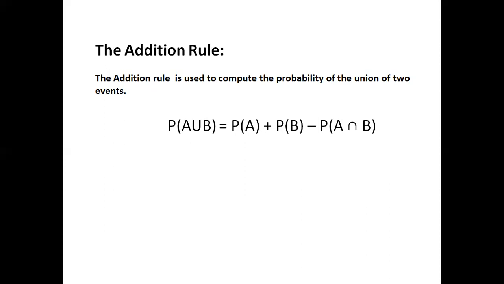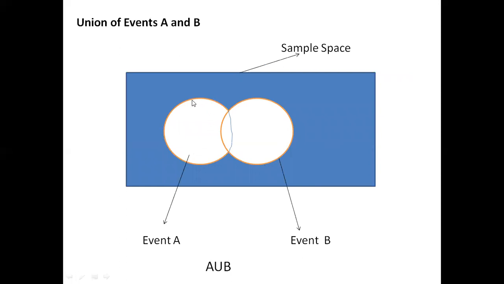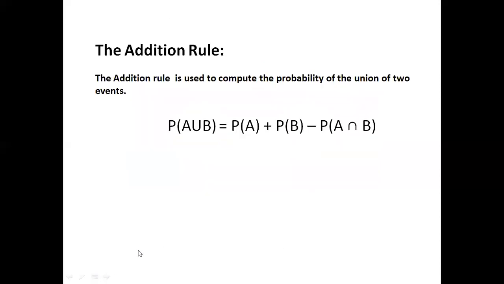Now, if you look at this part, this is the probability of A. If you are considering the union of A and B, then you should add the probability of event A and the probability of event B, minus the probability of this intersection part between event A and event B. Then you get the probability of A union B. So this is the rule.